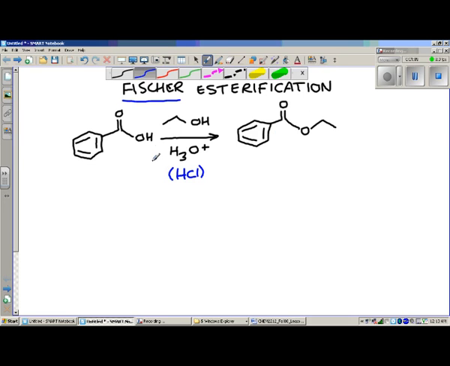So let's see what we can do. Now this mechanism is outlined in the book in chapter 16 on page 645, but frankly it doesn't do a very good job, so I'm going to try and make it a little bit clearer for everybody. Now all these steps are reversible, as you've seen before. So we're going to start from benzoic acid and make, in this case, ethyl benzoate.